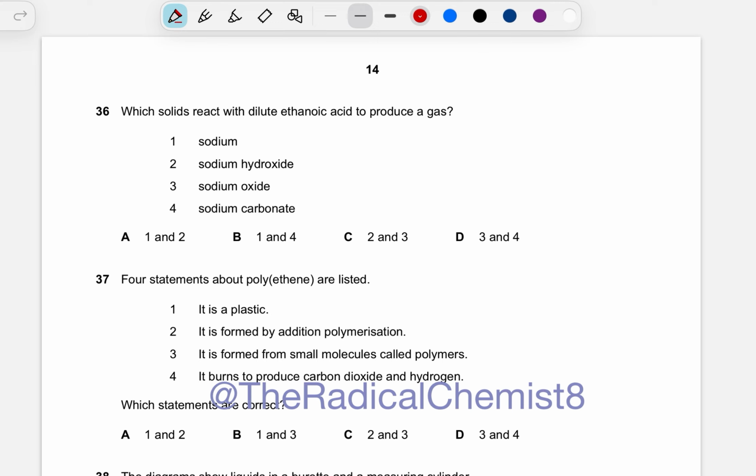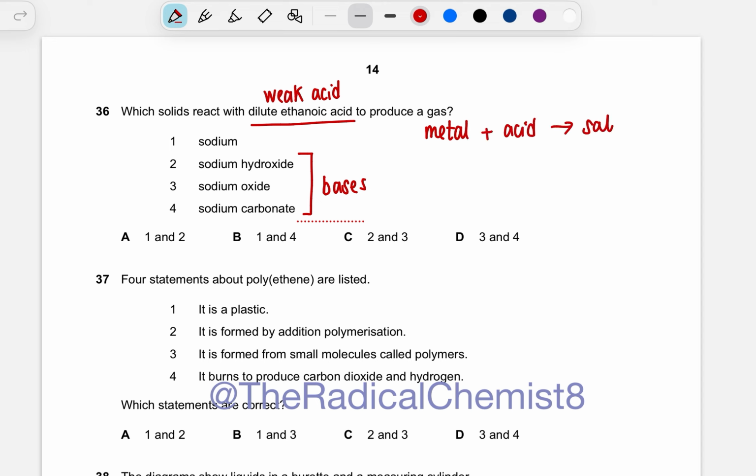Next, which solid reacts with dilute ethanoic acid to produce a gas? So dilute ethanoic acid would be a weak acid. And these are your normal reactions of acids. So sodium is a metal and the rest are bases. So you need to remember metal plus acid gives you a salt and hydrogen, which is a gas. So definitely 1 is correct.